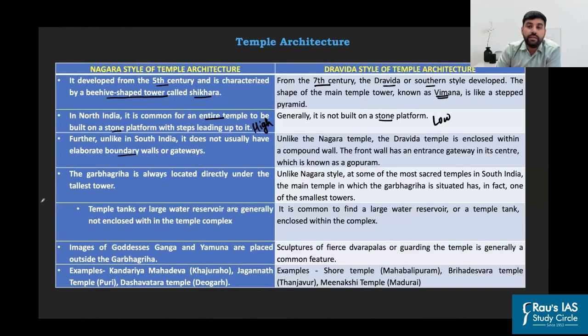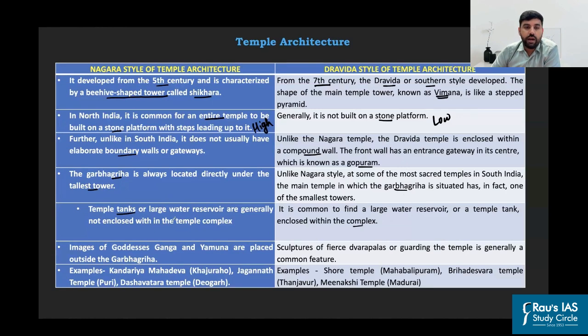In South Indian temples, the boundary wall or the compound wall is compulsory. When you have a wall, you have a gate, and the gate is known as Gopuram. When you don't have a wall in North India, you don't have a gate. Garbhagriha is always the tallest tower here. In the South, sometimes the Garbhagriha may not be the tallest tower. Sometimes the Gopuram, the gate, is taller than the temple. In the North they may or may not have temple tanks. In the South they always have temple tanks.